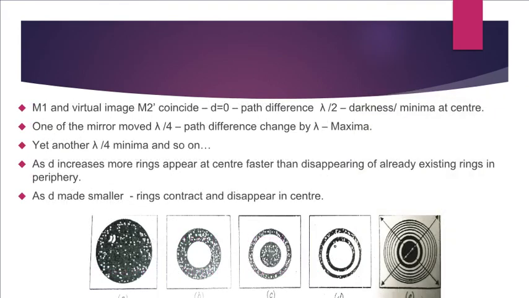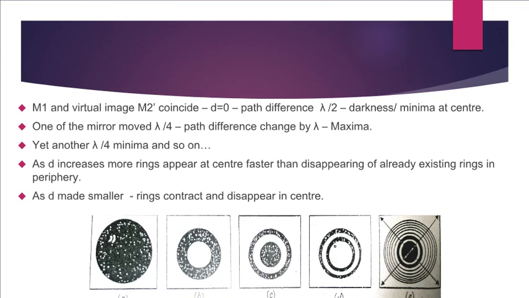If M1 and virtual image M2' coincide, that is d equals 0, the path difference is lambda by 2, that is, the interfering rays are out of phase. Hence we get a dark fringe. If one of the mirrors is moved lambda by 4 distance, the path difference changes by lambda/2 and we get a maxima. If moved again lambda by 4 distance, we get minima and so on.